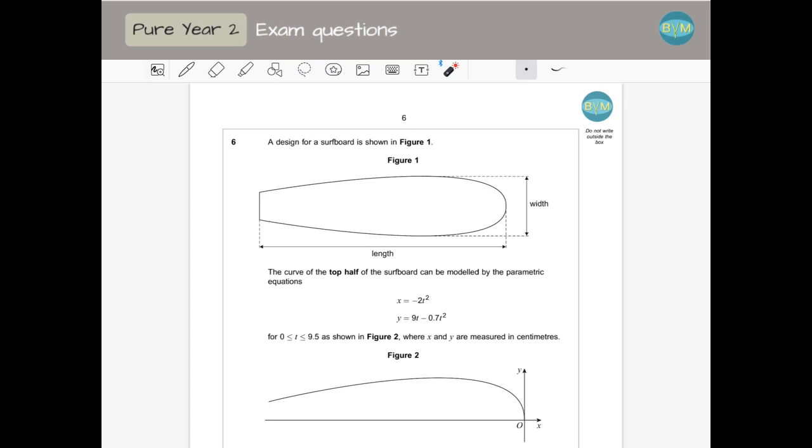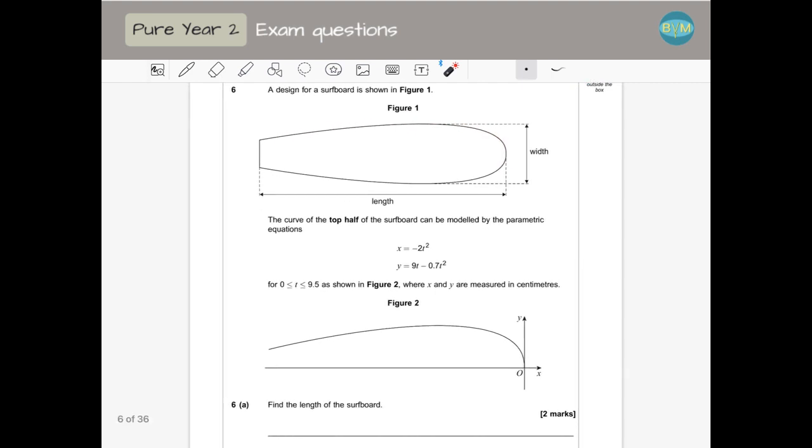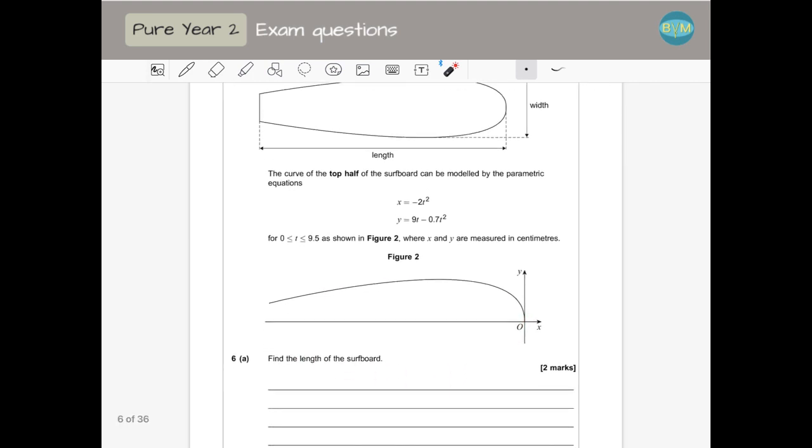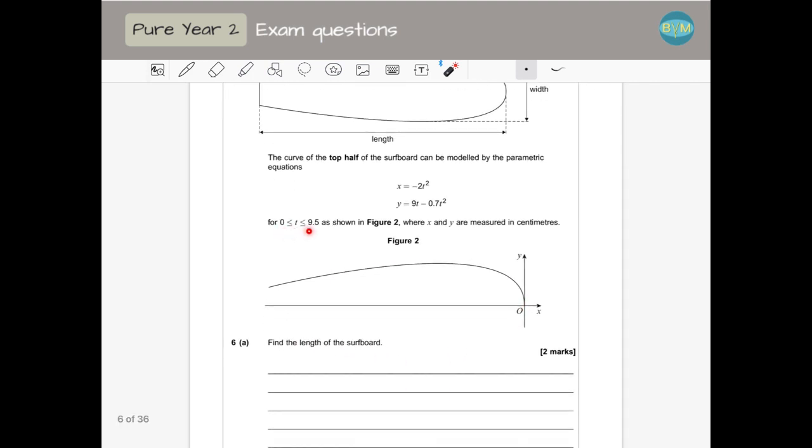Hello, this is question 6 on your Paper 3 from AQA in June 2022. You have a surfboard, which is this shape here, and the curve of the top half is modeled by these parametric equations. The top half is this bit here, so this graph represents these parametric equations, and it's half of the board, so the other half will be here. The parameter t is between 0 and 9.5, and x and y are in centimeters.